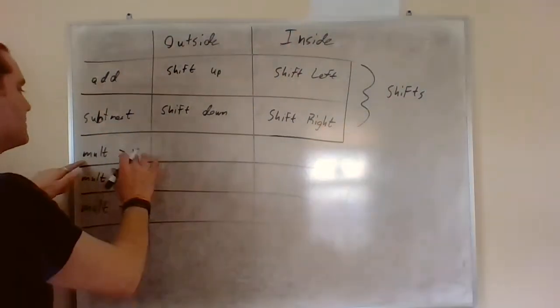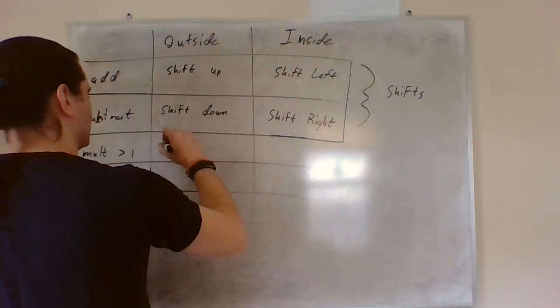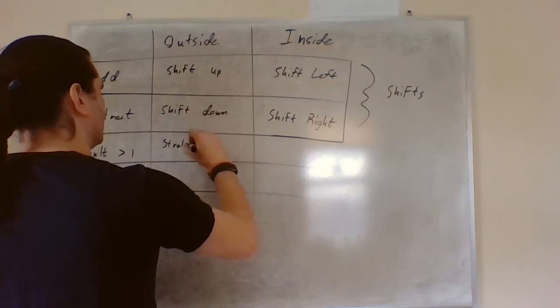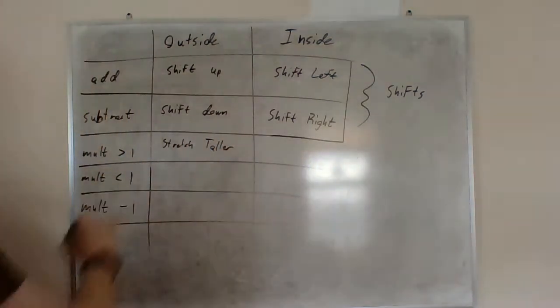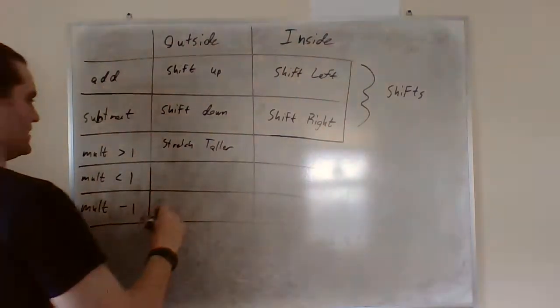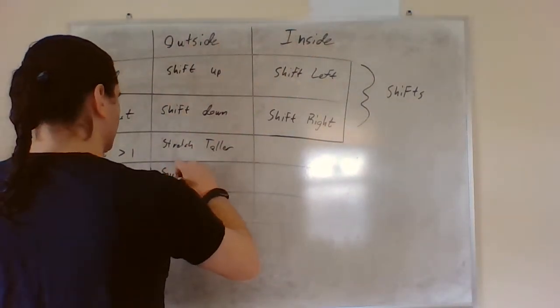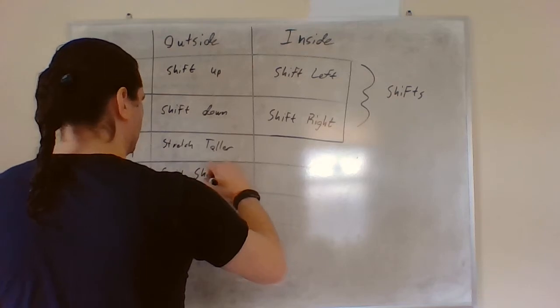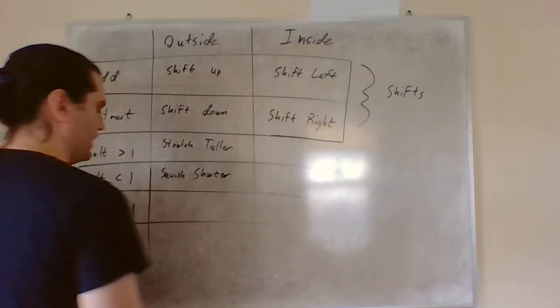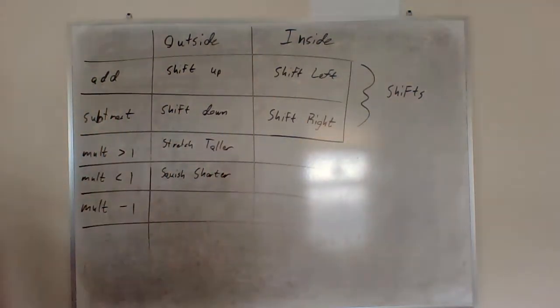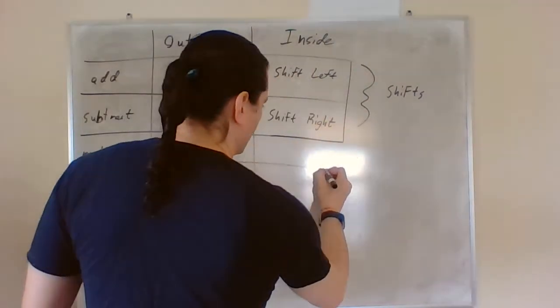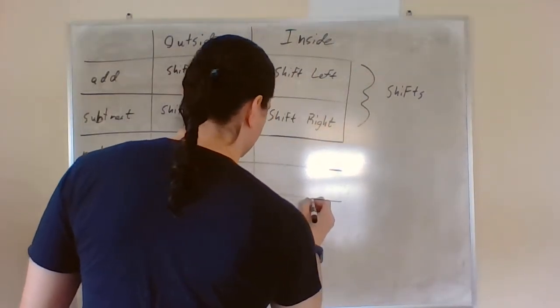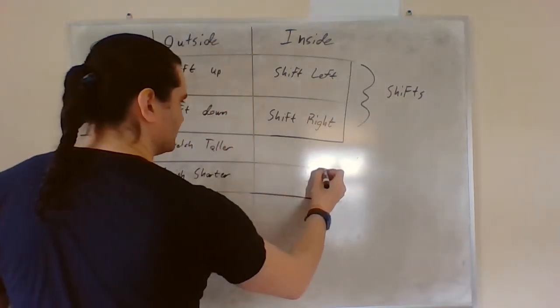When we multiply by a number bigger than 1 on the outside, this is a stretch taller. When we multiply by a number less than 1 on the outside, like 1/2, this is a squish shorter. And again, these are the two that pretty much make sense when you do it on the outside. When you do it on the inside, it sort of does this backwards thing.